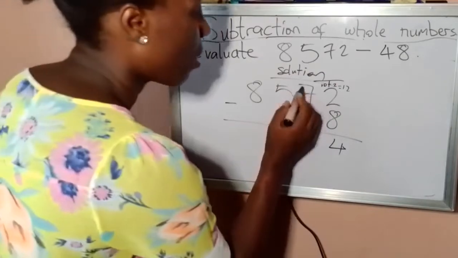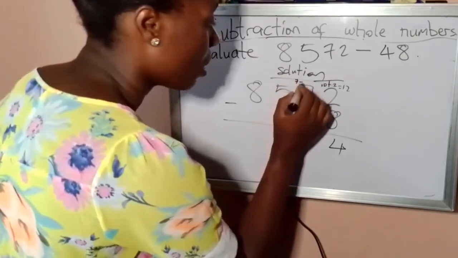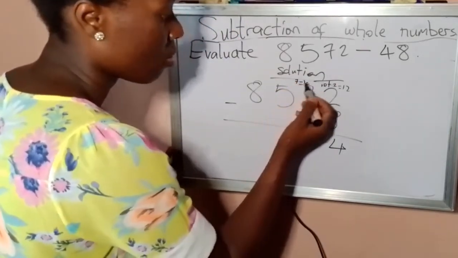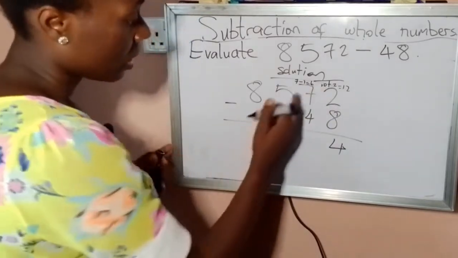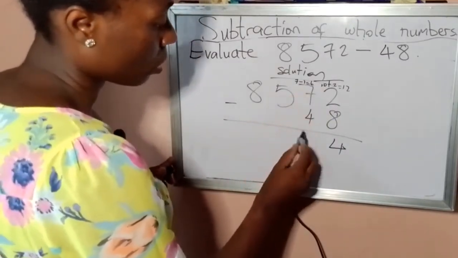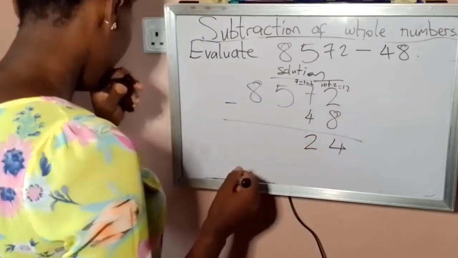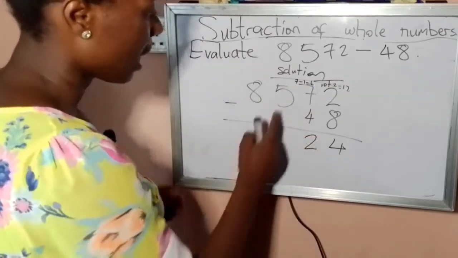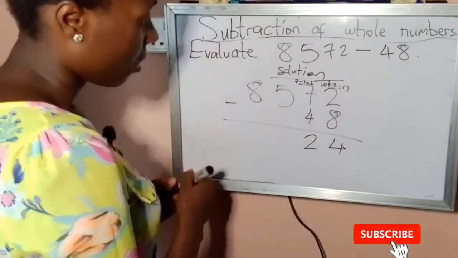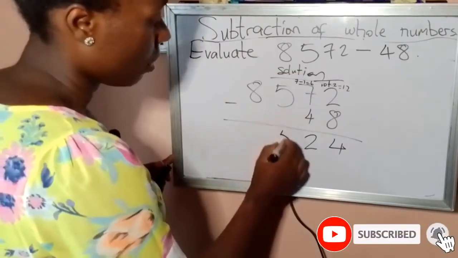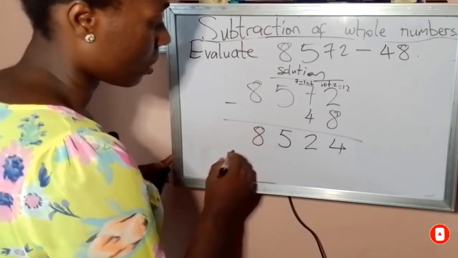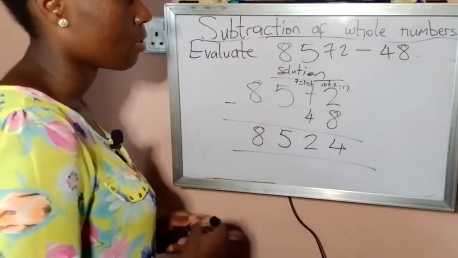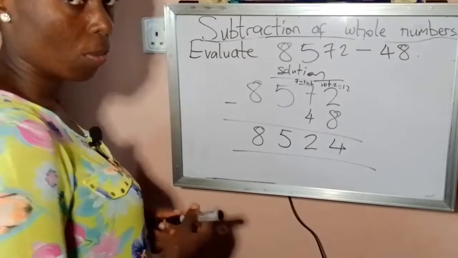Now, remember we have 7 here. And we borrowed out 1. 7 minus 1 gives us 6. So this place is now 6. 6 minus 4 gives us 2. Now this is 5. 5 minus nothing gives us 5. This is 8 minus nothing gives us 8. Our answer becomes 8,524.